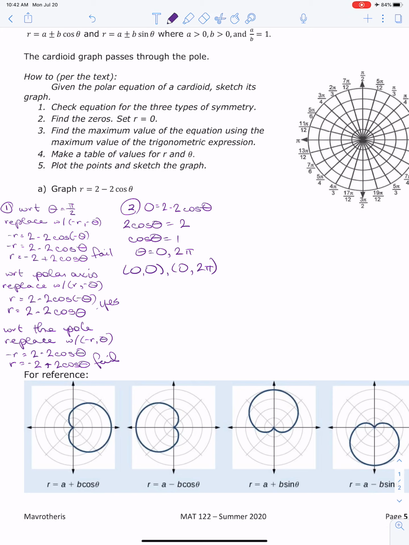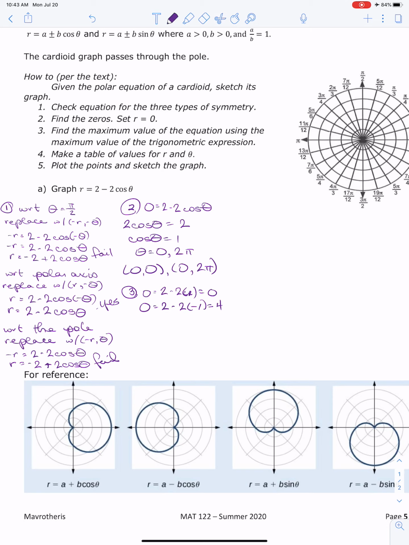3 asks me to find the maximum value of the equation. So to find the maximum here, I know that cosine is trapped between negative 1 and 1. So it's either going to be cosine equals 1 that makes this a maximum, or cosine equals negative 1 that makes this a maximum. So I can plug them in. Cosine 1, I get 2 minus 2, which is 0. 2 minus 2 times negative 1, which would be 2 plus 2, which gives me a 4. And that's definitely my maximum.